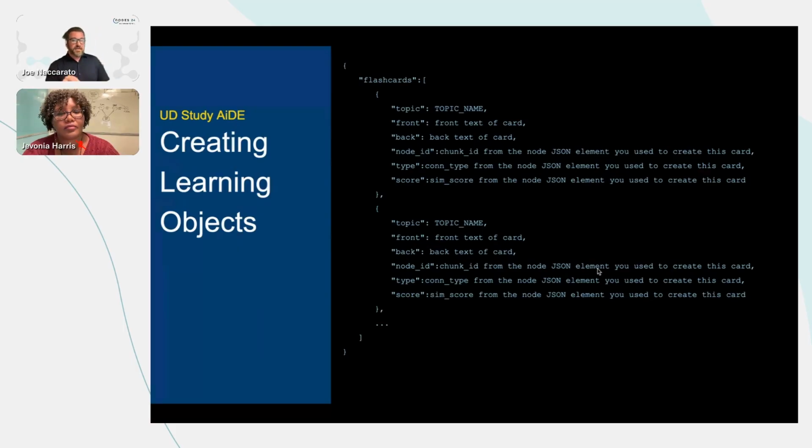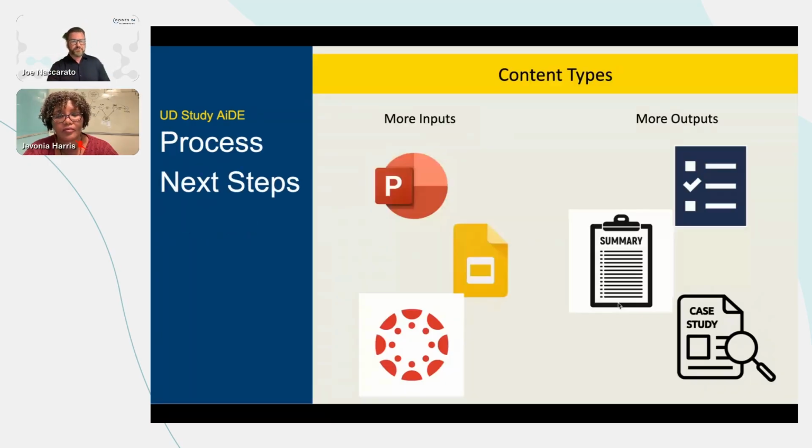One of the things that's been really helpful is the ability of these LLMs to return things in JSON. So here, again, is the idea of what we would send to the LLM in a prompt to get back data that we can then store in the nodes. It's in the node itself. So the topic it's connected to, the front of the text, the back of the card, the node ID, all that kind of stuff.